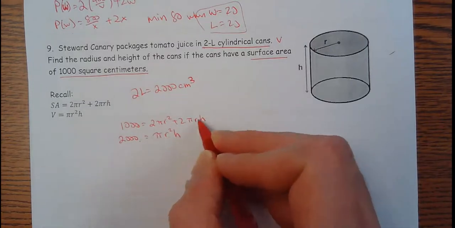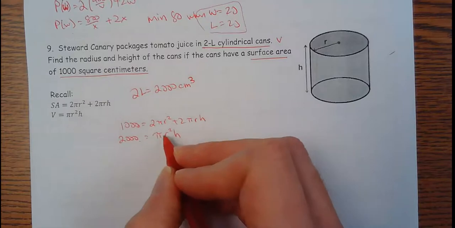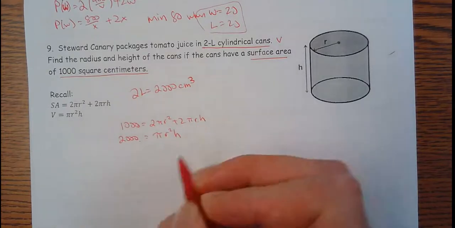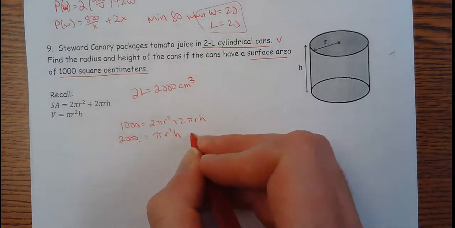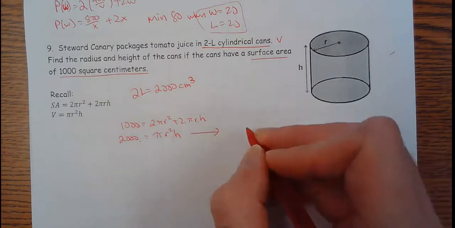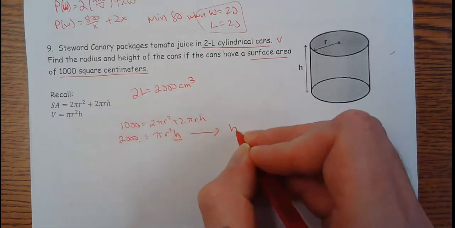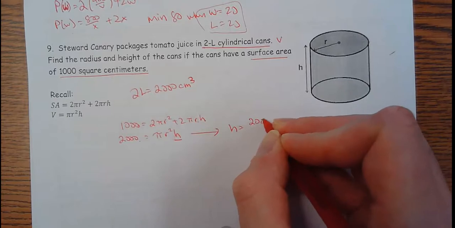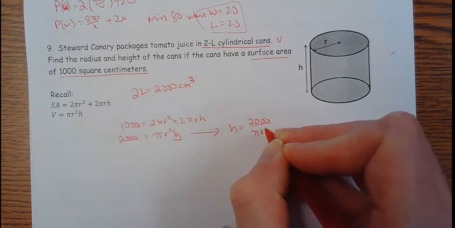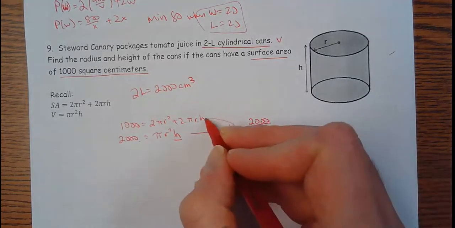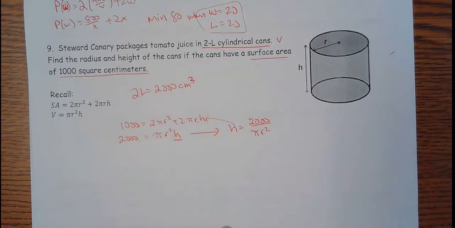There's r and r squared. It's going to be difficult to do. You could solve for r here and plug it in for that r and that r, but that gets ugly. I'm going to solve for this h. If I get that h by itself, that'd be 2,000 divided by pi r squared, and then I can plug that in, and I'll have it all in one big equation.